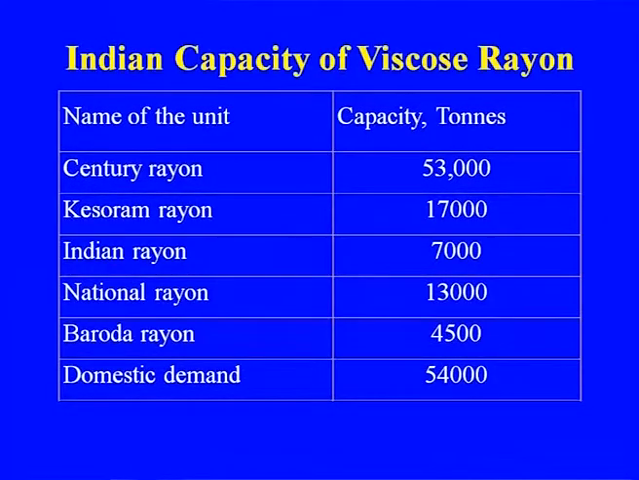So Century Rayon has one unit at Kalyan, and another, the pulp, they are making at Century Pulp and Paper, and they have one plant at Kashipur. Grasim Industries, Harihar Polyfibers, these are others which are making rayon grade pulp. Kesoram Rayon, Indian Rayon, National Rayon, Baroda Rayon, and so this is the domestic supply for the demand of viscose.